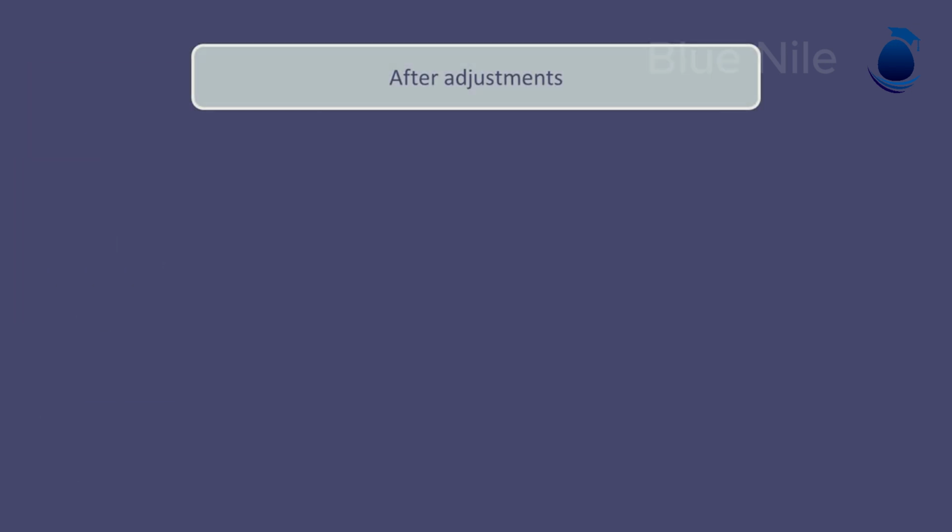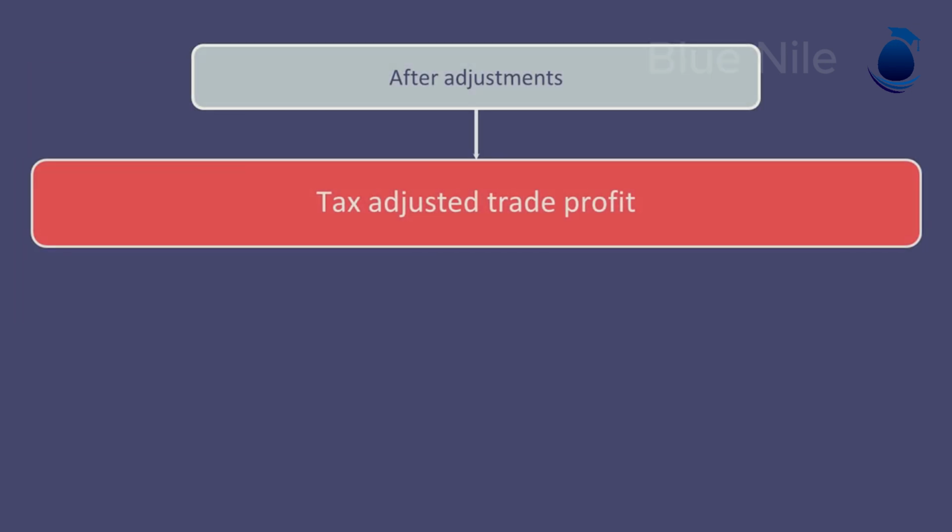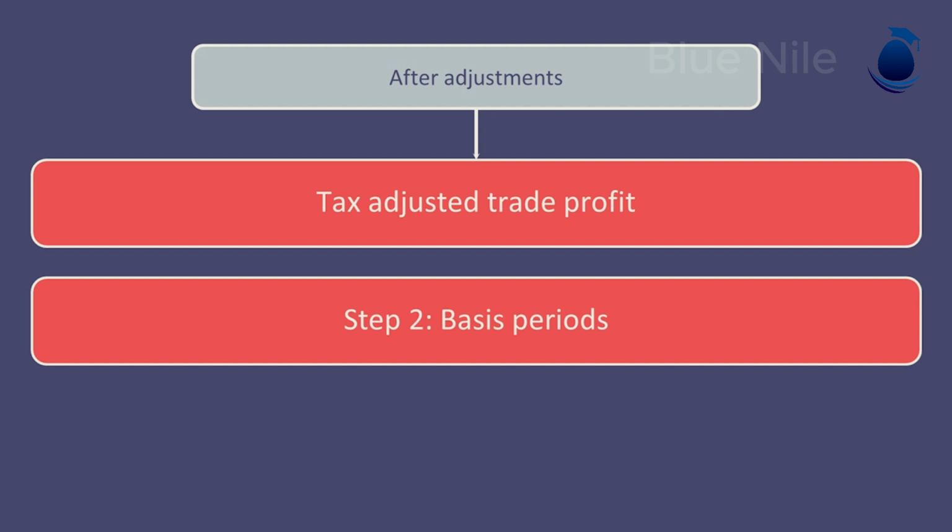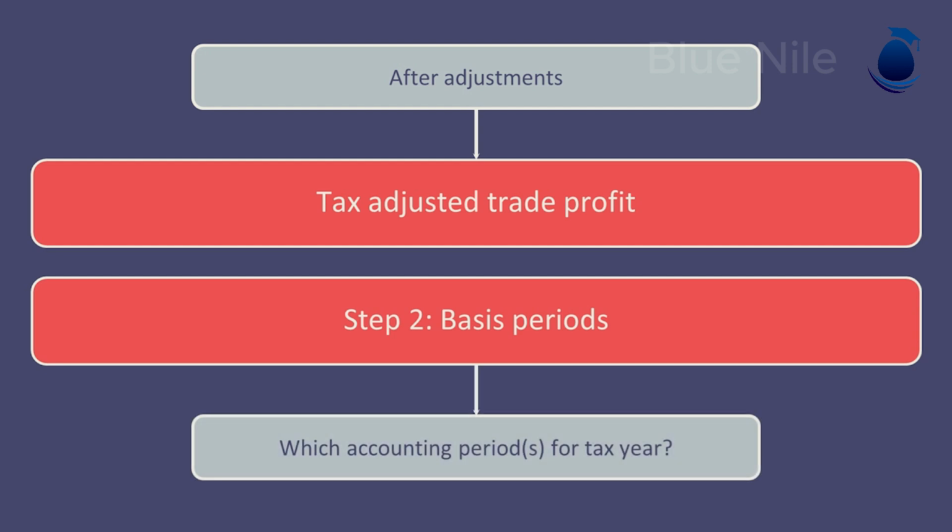Once we have worked through steps 1 and 1A, we will have a tax-adjusted trade profit, but this will still be for the accounting period. So we still have a problem with this, perhaps being for the wrong period of time. We'll therefore need to move on to step 2, which is looking at basis periods. Basis periods is the name given to the rules we adopt to decide which accounting periods to look at for the given tax year, either in full or in part. These rules are again lengthy and complex, and so we'll look at them fully through a series of sessions.